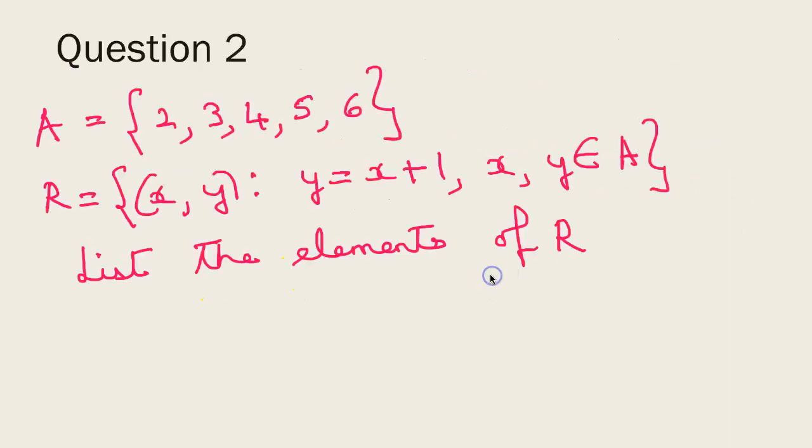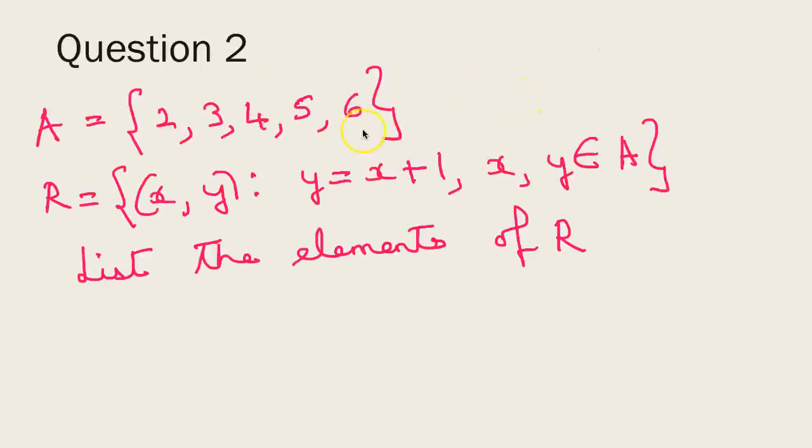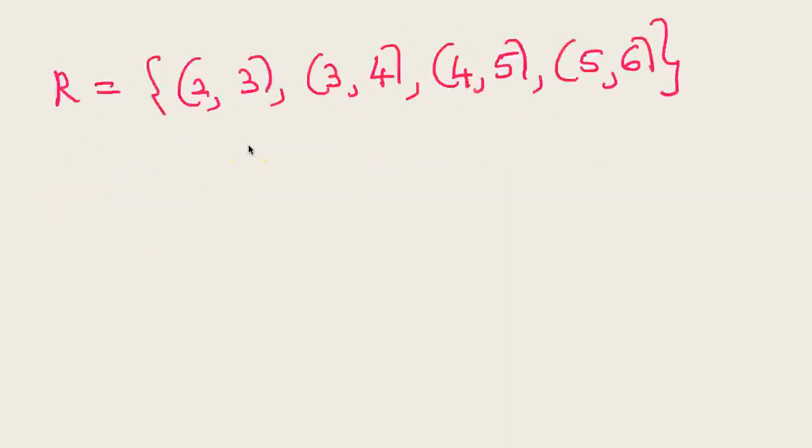Coming to question 2. If A has elements 2, 3, 4, 5, 6, and R is the set of all elements (x, y) such that y equals x plus 1, where x, y belong to A, list the elements of R. So what happens here? The y coordinate is the x coordinate plus 1. So I take (2, 3), (3, 4), (4, 5), (5, 6). Can I take (6, 7)? No. Why? Because 7 does not belong to A. So this is your relation.